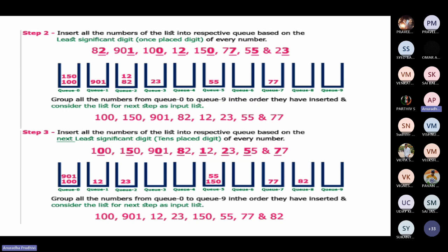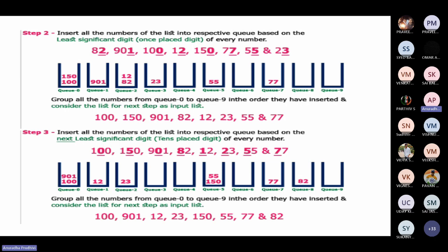Next 901: 1 is the least significant digit, so we store 901 in bucket 1. Next 100: we store this number in Q0. Next 12 goes in bucket 2. Next 150 in 0, 77 in 7, 55 in 5, 23 in 3. So based on the least significant digit only we are sorting.